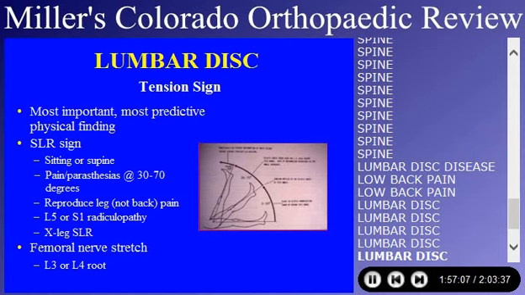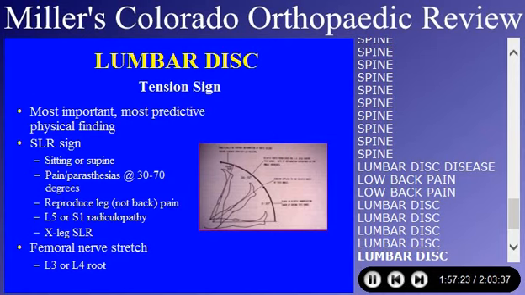It's important only to the extent that it reproduces their radicular pain. It is the most important, most predictive physical finding and really should be thought of as a necessity to identify someone for surgical treatment.